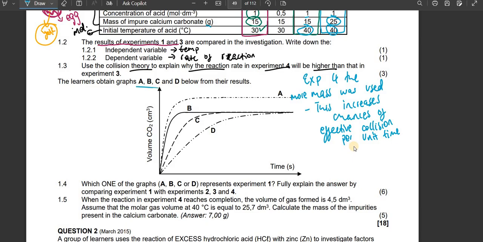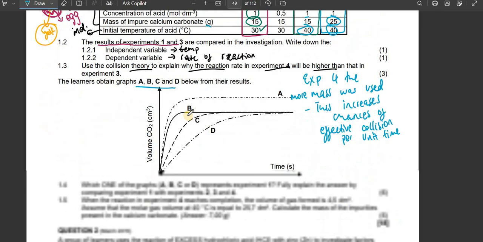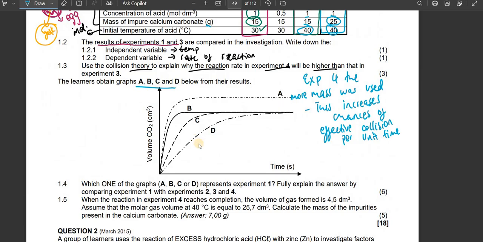Now they obtained the graph of ABCD from their results. Please remember that in experiment 1, 2, 3, and 4, we are still using the same reaction, this one. And since we are still using that reaction, it is still a gas forming reaction, which means in each experiment you are still collecting the gas. That's why you have 4 graphs here. It's all the graphs for collecting the gas. Do you see? Do you remember these curves?